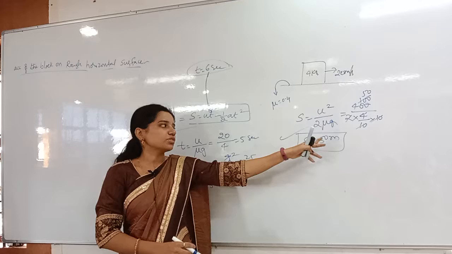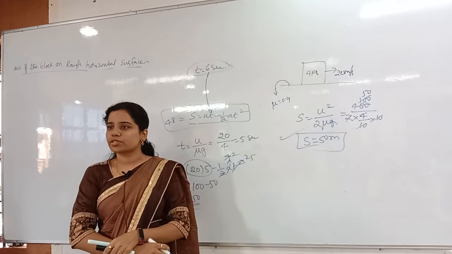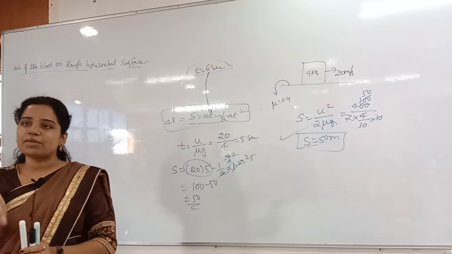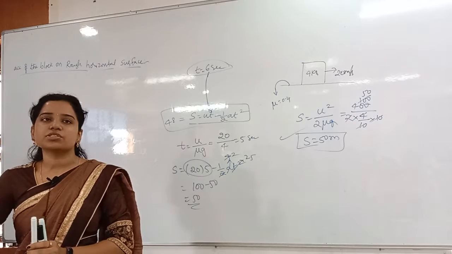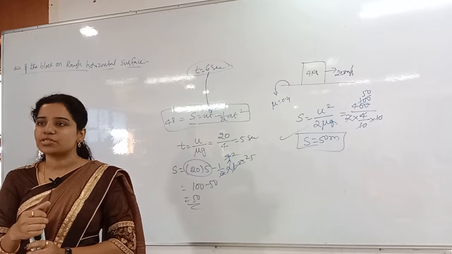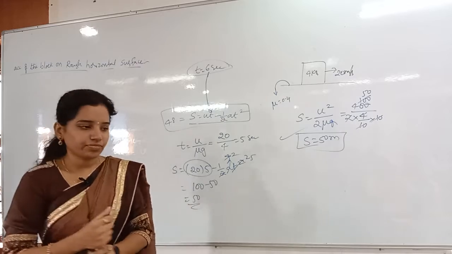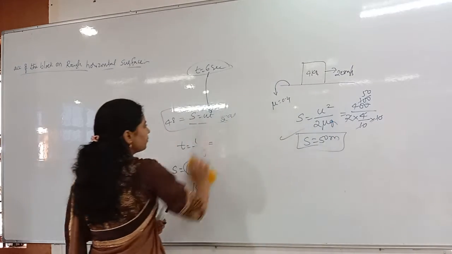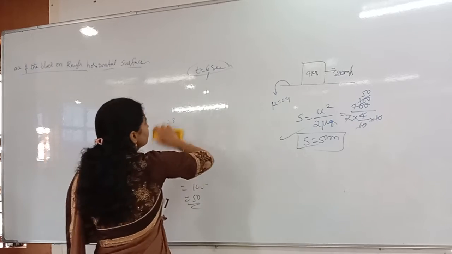s equals u square by 2 mu g. Correct? So whenever you see a problem, even if you see time in the problem, don't take s equals ut plus half at square. I am saying that only. Clear? That one is enough if you copied that.